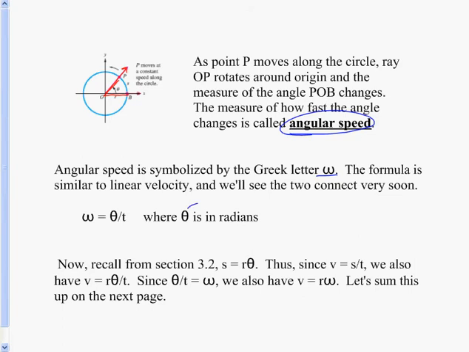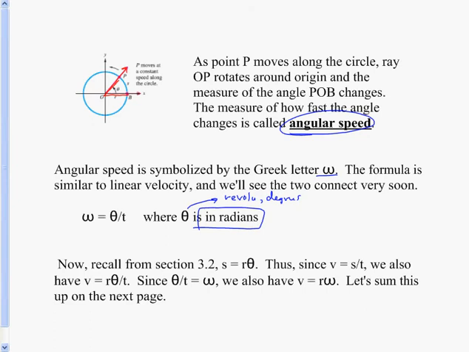Now remember, theta can come to you in revolutions, and it can come to you in degrees, but what we need it in is radians. So sometimes you may be looking at an angular velocity in revolutions per second, but you would need to change that to radians before you could use it.